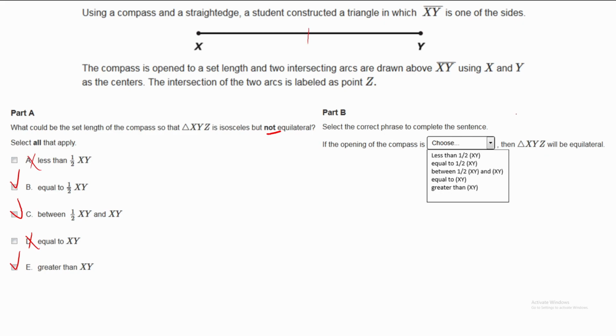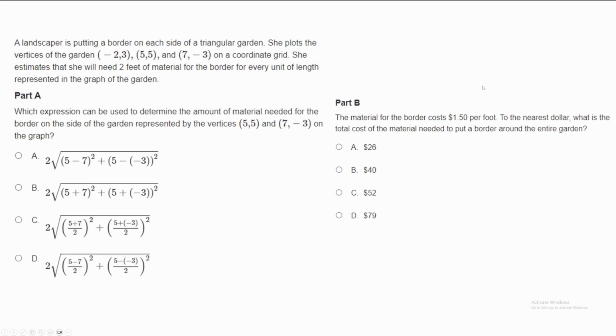So now that goes to part B. It's to select the correct phrase to complete the sentence. If opening the compass to equal to XY, right there, then triangle XYZ will be equilateral. Equal, equilateral. Pretty simple to match those 2 up in your head. Next up, we are moving on to a different topic. This is our distance formula.